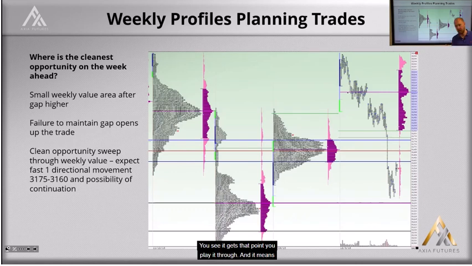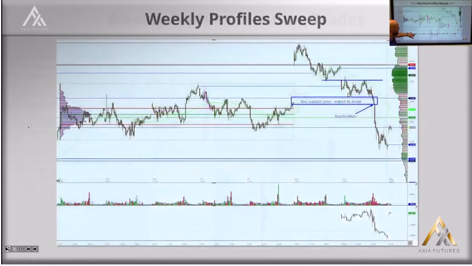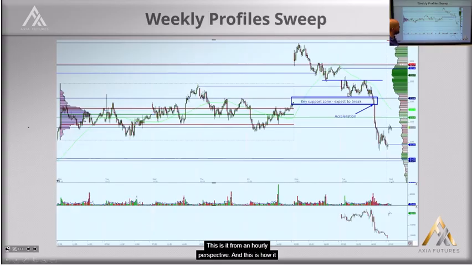You see it gets to that point, you play it through, and it means that you don't have to be trading every aspect and every part of the previous week. You know how to differentiate and you know how to leverage yourself towards those bigger opportunities. This is it from an hourly perspective. And this is how it then trades out. But sorry, not an hourly, it's a half hour, just to give a little bit more clarity on the chart.